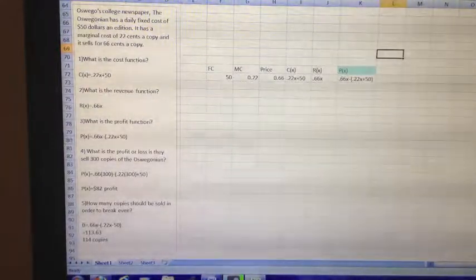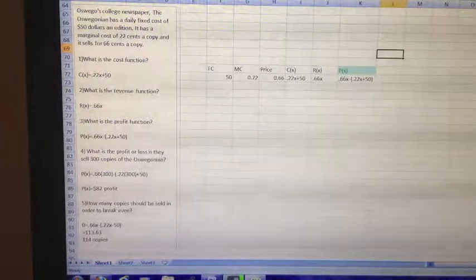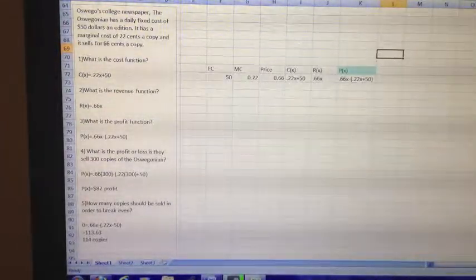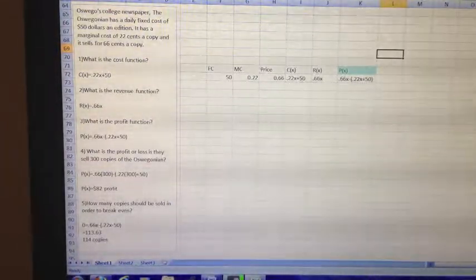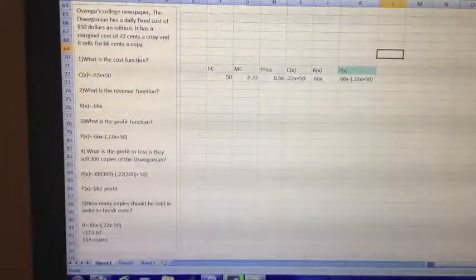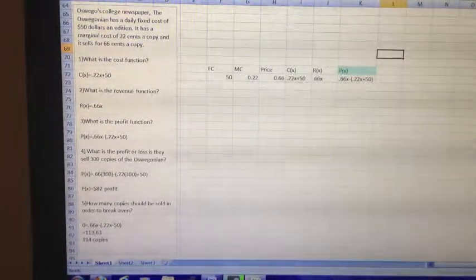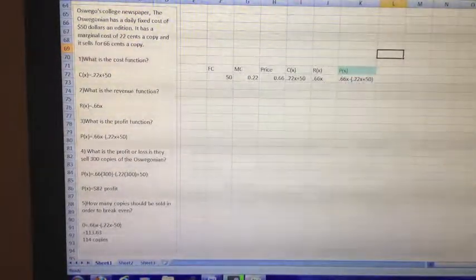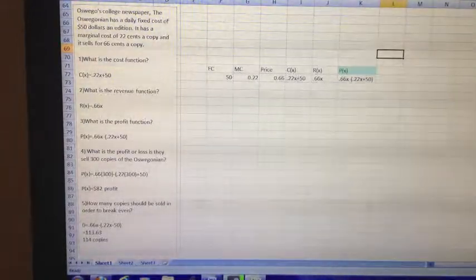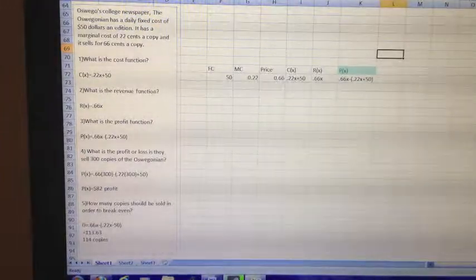And as you can see in the table, the profit function is equal to the revenue function minus the cost function. So if we think about this, our profit is how much we make in a day minus how much we lose in a day. So our profit function is equal to 0.66x minus (0.22x + 50).